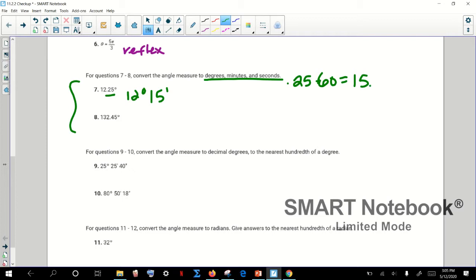If I had an extra decimal when I multiplied by 60 for the first time, I would need to multiply by 60 once again to figure out how many seconds there were. But in this case, we don't have that issue. It's just 12 degrees, 15 minutes.